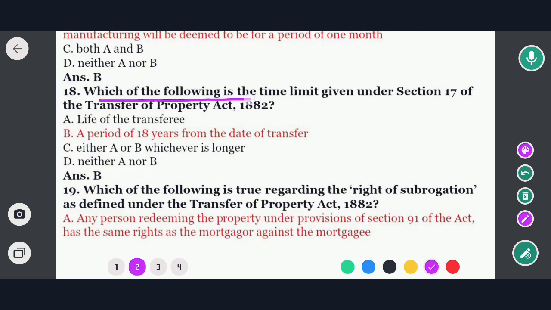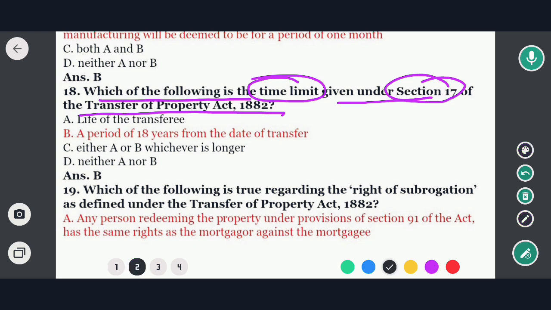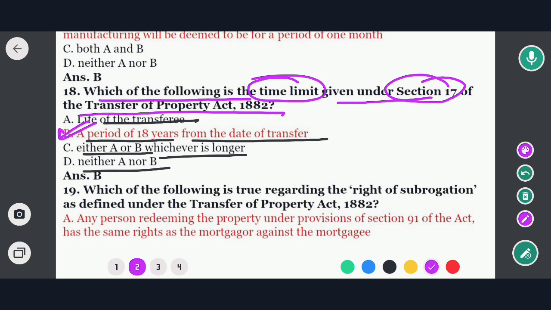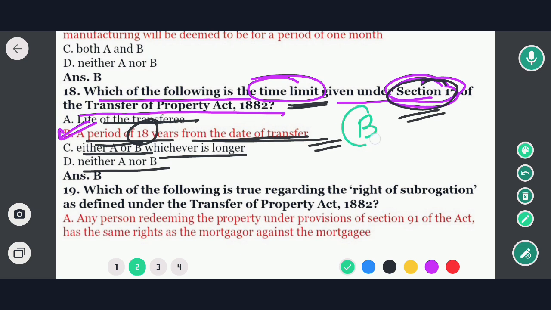Next question is, which of the following is the time limit given under section 17 of the Transfer of Property Act 1882? Options are: life of the transferee, a period of 18 years from the date of transfer, either A or B whichever is longer, neither A nor B. So in this case option B would be the correct answer. That means as per the provision of section 17 of the Transfer of Property Act, the time limit given is a period of 18 years from the date of transfer.